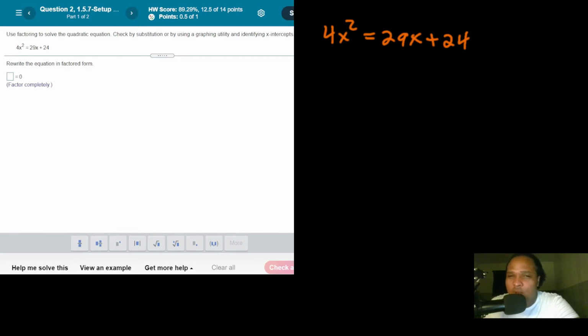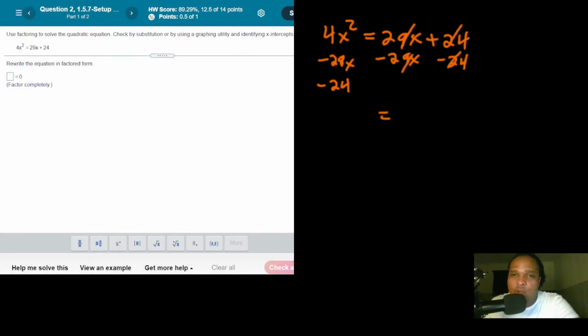All right, first things first. You want to bring everything over from one side and bring it to the other side, but to where? Wherever your x squared term is, that's where you want to bring it to. So let's go ahead and subtract this 29x from both sides. And let's subtract this 24 from both sides as well. So both of those are gone.